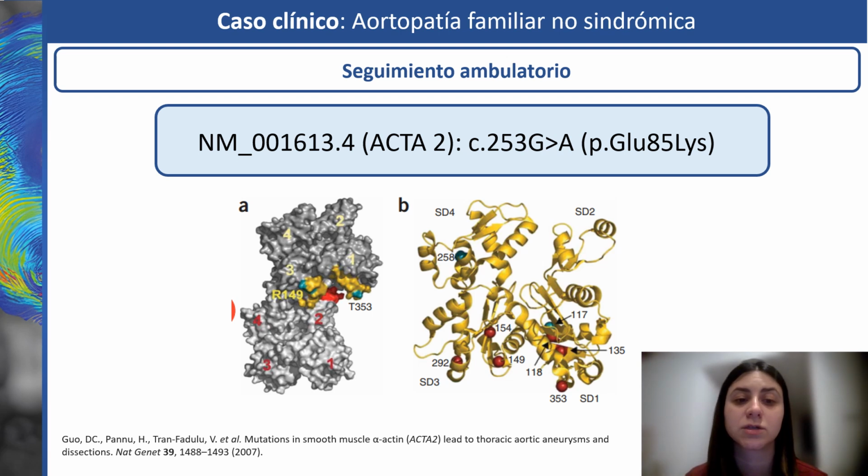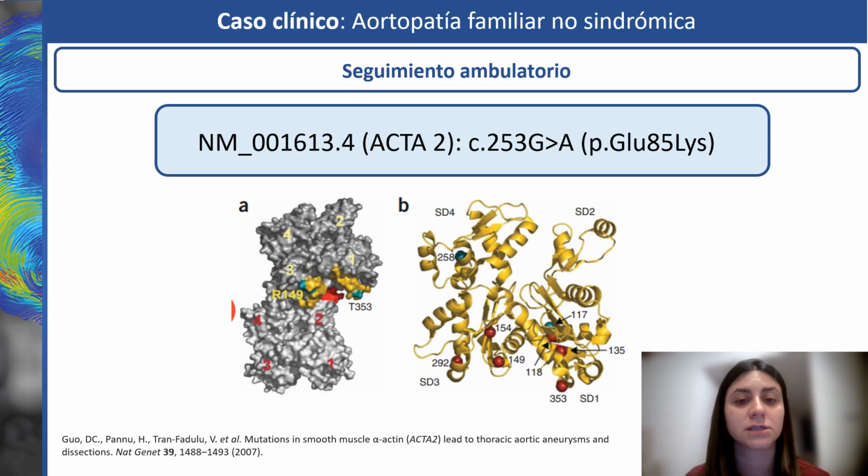As you know, ACTA2 is a gene on chromosome 10 that encodes the actin gene expressed in smooth muscle and regulates its contractility. Variants in this gene have been described to lead to thoracic aortopathy, among others, which would be the case of our patient.